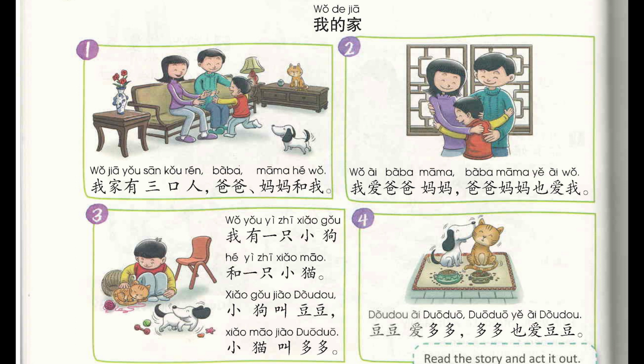豆豆爱多多。多多也爱豆豆。Here, 豆豆 is the name of the small dog and 多多 is the name of the small cat. So 豆豆 loves 多多 and 多多 also loves 豆豆。Now let's listen to the audios.